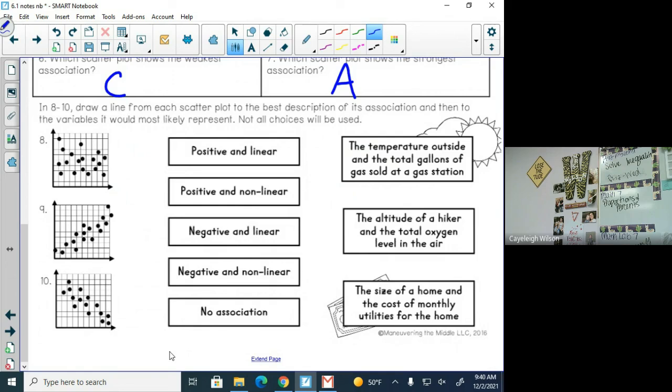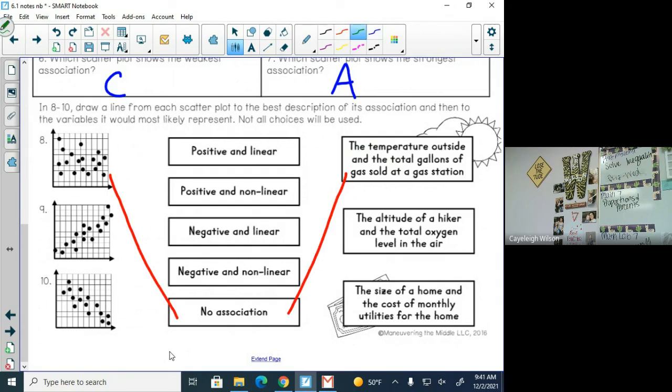All right, on 8, would you all say that that one's positive, negative, or no association? No association. The points are just kind of everywhere. They're not increasing from left to right. They're not decreasing from left to right. So that one is no association. Okay, so then we've got to figure out no association. Which one of those would it be? Like temperature outside and the total gallons of gas sold at a gas station. Do those have any type of relationship to each other? No, so you're right.